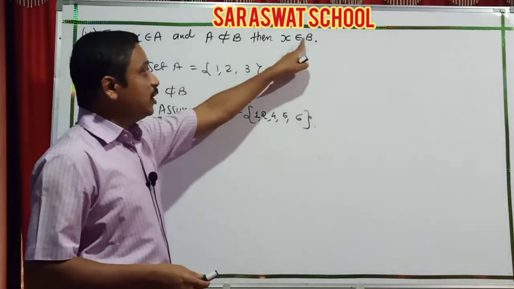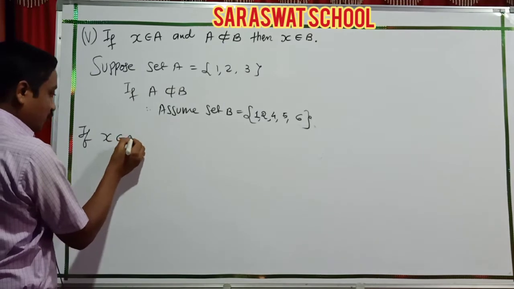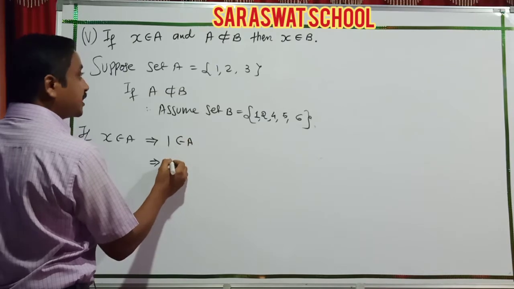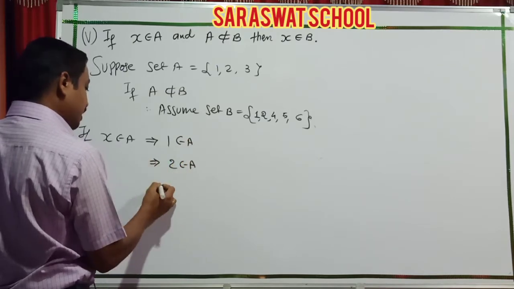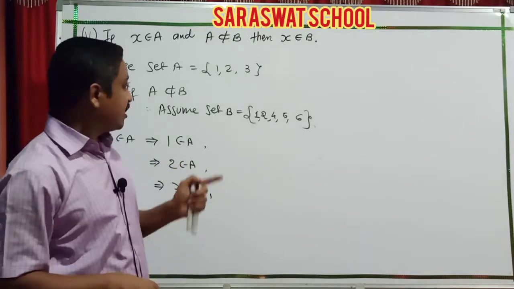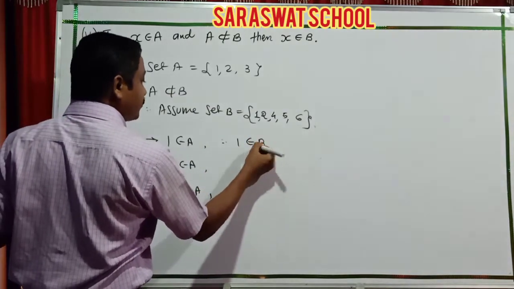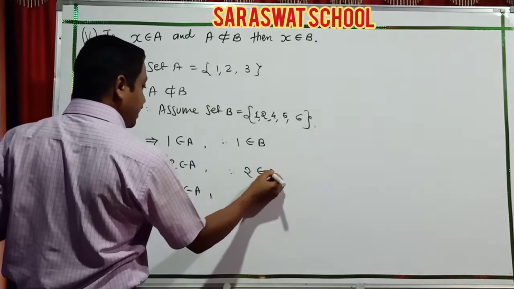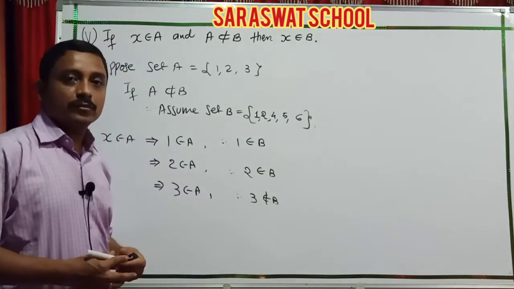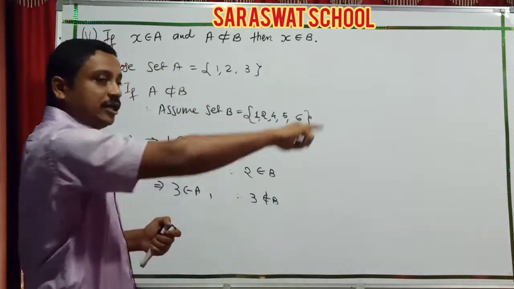Now check whether X belongs to B. It means first start here. If X belongs to A, I just check A members only. 1 belongs to A. Next, 2 belongs to A. Next, 3 belongs to A. True. Now 1 belongs to A. Check if 1 is present in B. Yes, 1 is present in B. Here 2 is present in B. Yes. But 3? No, 3 is not present in B. It means this data is not all true. It means our statement is false.